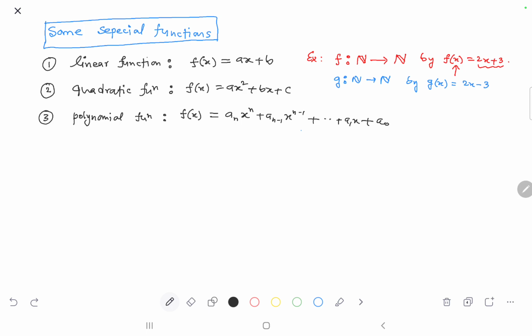Have you seen this kind of expression before? Here I put degree 1, here degree 2. When we write degree 3, we have to take four numbers a, b, c, d. In general, if you take degree n, then you have to take n plus 1 numbers: a_n, a_(n-1), dot dot, a1, a0. So the domain of all these functions is the real numbers. Now the fourth function is the square root function.